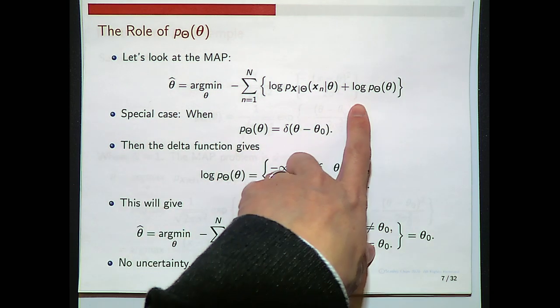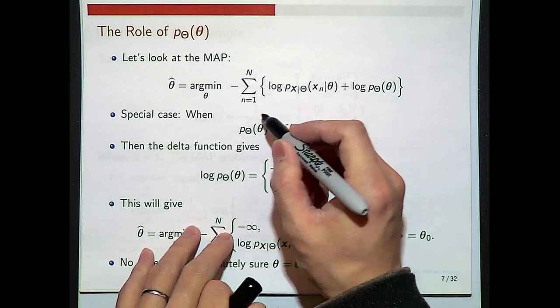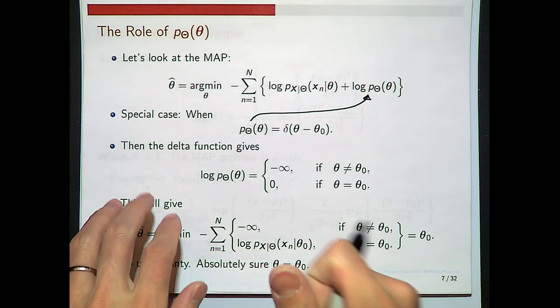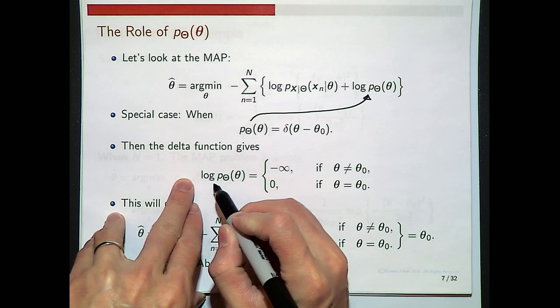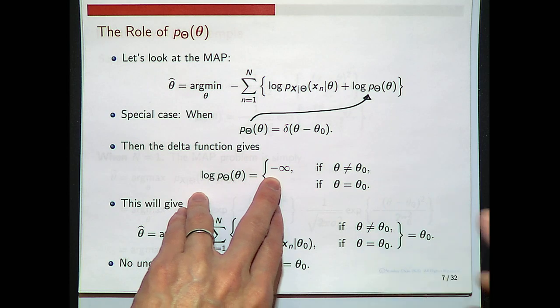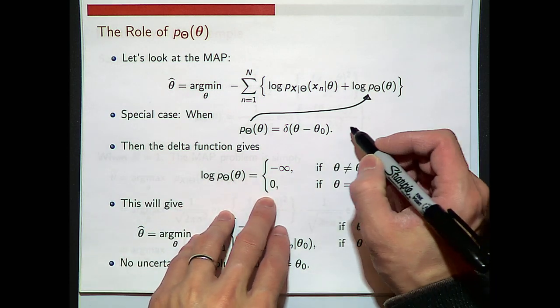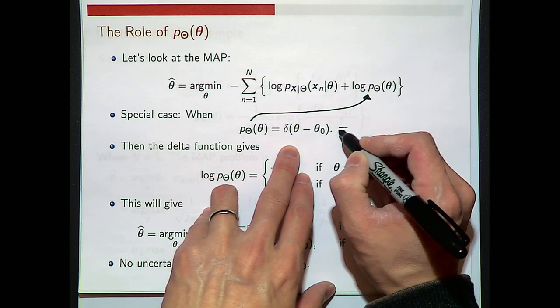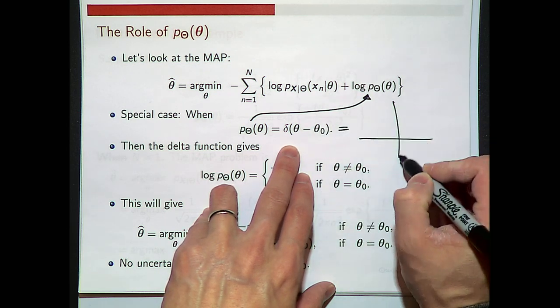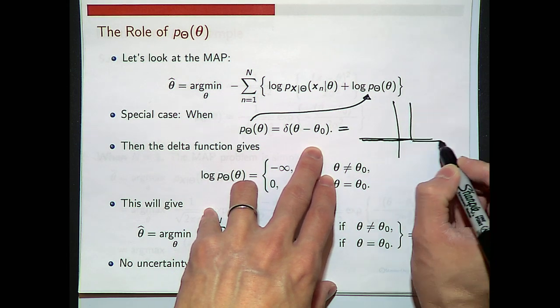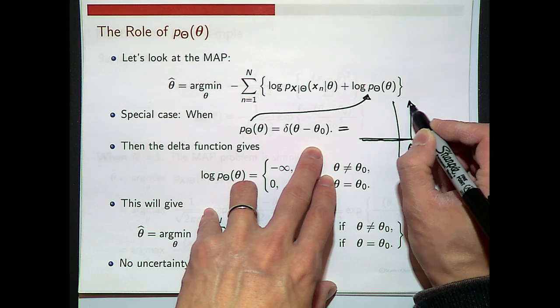If you make that assumption, you can put this p of theta into here, all right? Then what will happen is that you can look at the log of this p of theta, okay? So log of this p will either be log of 0 or log of this delta. All right, so now what is the delta function? This delta function, by definition, is 0 everywhere, except when you are at theta 0, then you have an impulse.